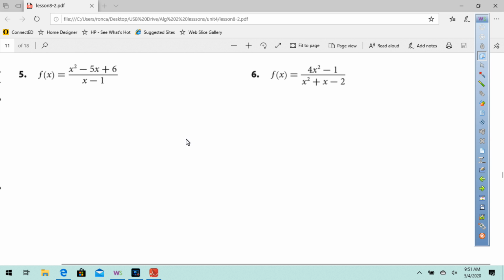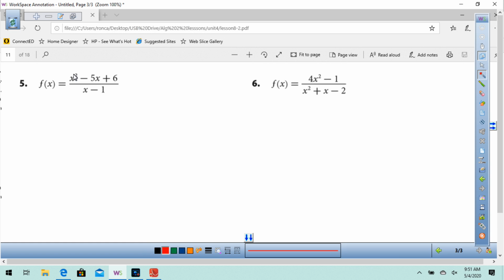Five. Now this one's a little bit different. Notice you have 2 here and you only have 1 there. So the numerator is a degree more than the denominator, and that's going to change it a little bit. I want to show you something. We got x minus 1, and then you got x squared minus 5x plus 6.